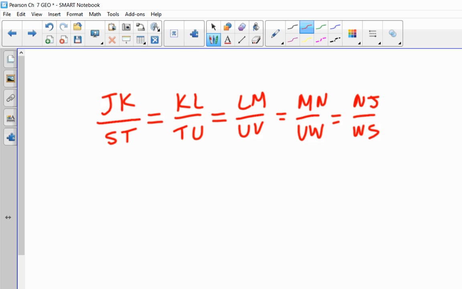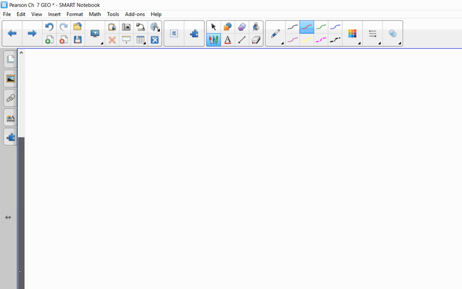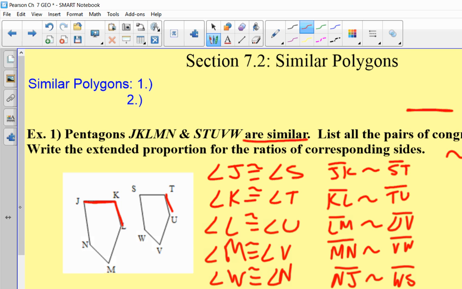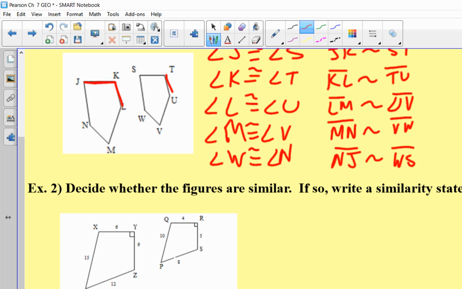Okay, all right. Let's see. I think I got everything on that last page. Let me double check this. If not, here we go. Okay, they're asking us to decide if the figures are similar. That means the proportions have to all be the same as we go through. I can't really tell by the angles. I'm going to assume that they are congruent, but there's nothing for me to be able to do that. So now I need to look at sides.